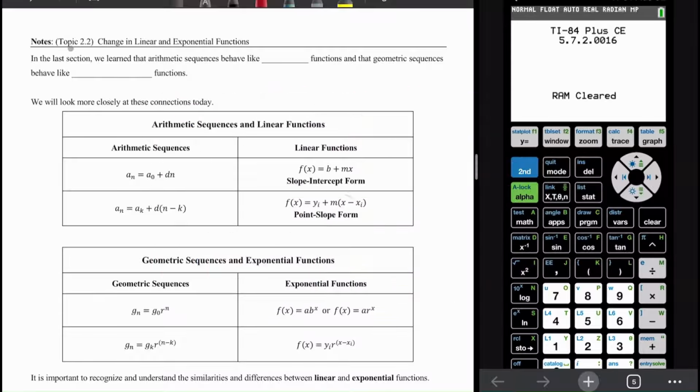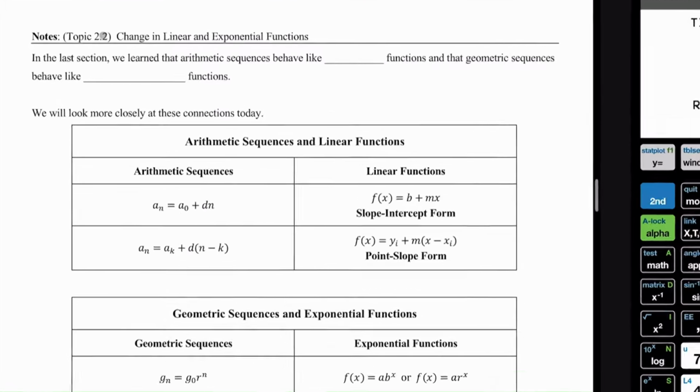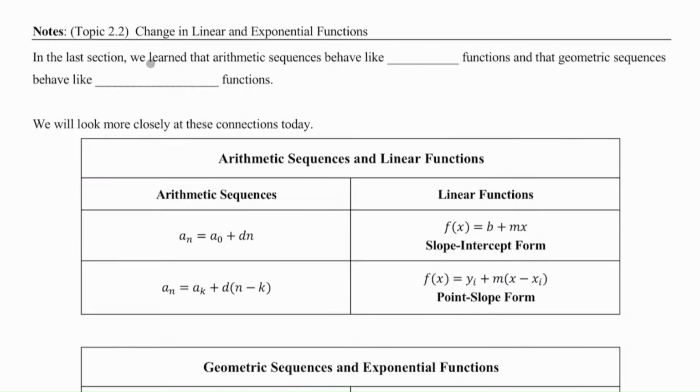In this video, we'll be going over topic 2.2 of Unit 2 in AP Pre-Calculus, which covers changing linear and exponential functions and how they are related to arithmetic sequences and geometric sequences. Hopefully you went over 2.1 already, where we learned that arithmetic sequences behave like linear functions, and that geometric sequences behave like exponential functions.